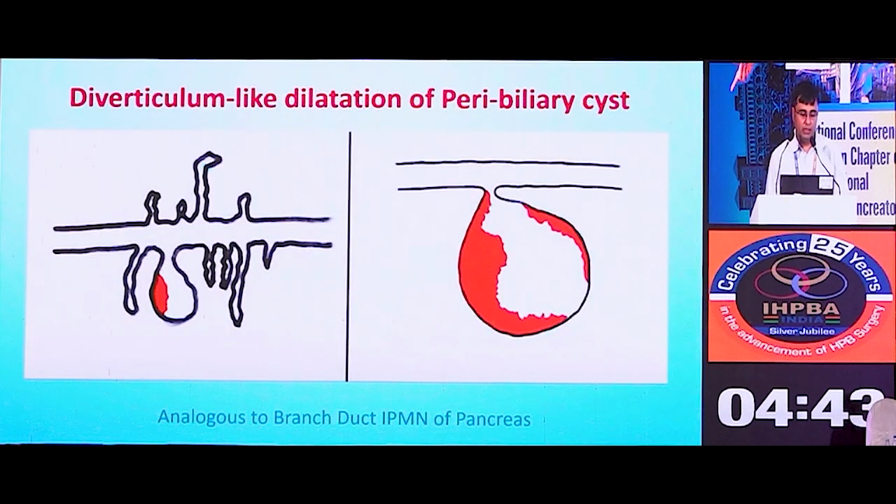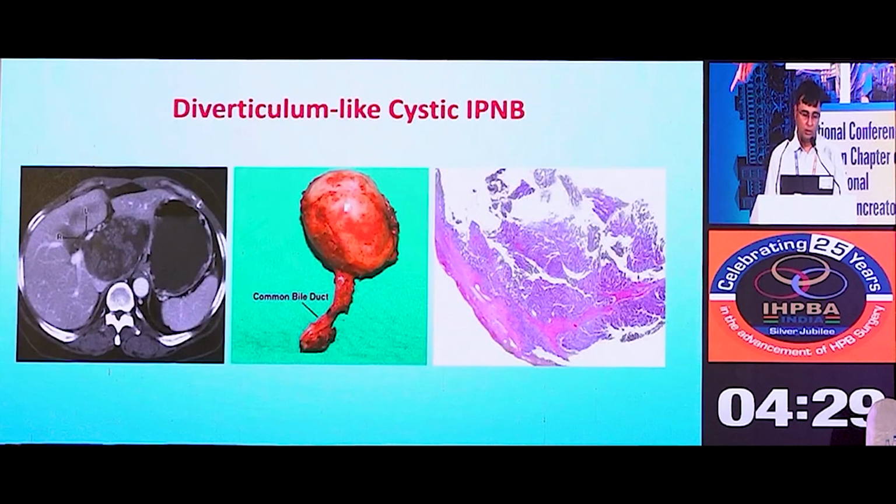There is another entity which is quite analogous to the branch duct IPMN of pancreas. These are tumors which develop in the peribiliary cyst, as these are still in connection but far away. That's why they are considered analogous to branch duct IPMN. So I'll show a gross specimen. In this, as you can see in the CT images, there is a cystic lesion lying in association with the biliary hilum, and the specimen was removed along with the common bile duct. And on histopathology, as we can see, a papillary lesion without any ovarian stroma.